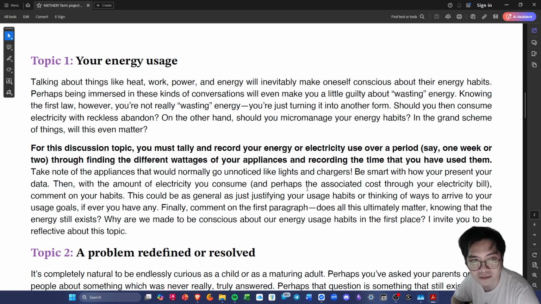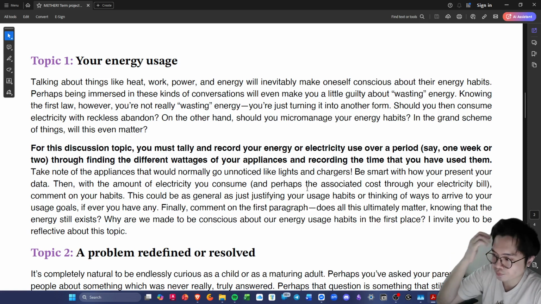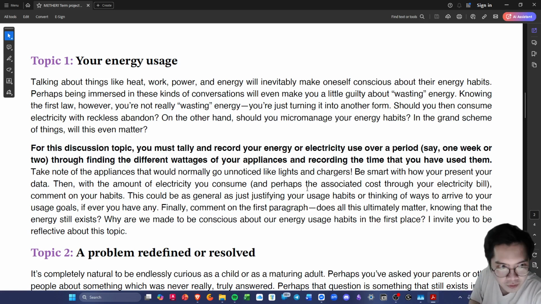Will your habits matter? For this discussion topic, you must tally and record your energy or electricity use over a period of time. Say, for example, 1 week or maybe 2 weeks. Thing about this is that I am giving this to you guys on November 1. And as you will see, the deadline for this will be in about a month or so, right?